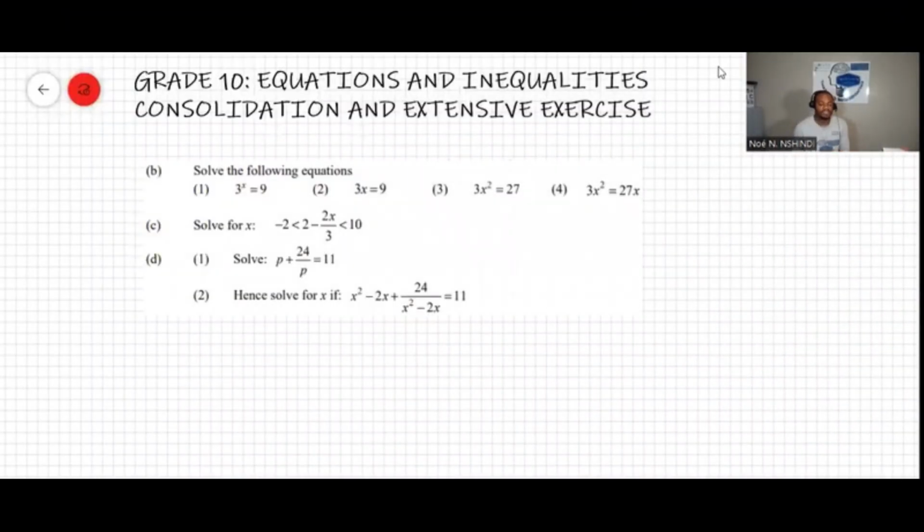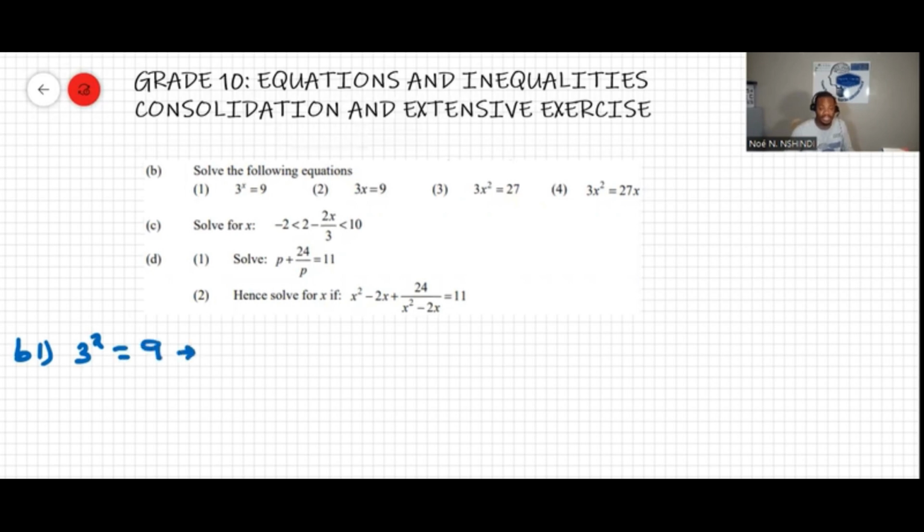Well, we have another question here that says, solve the following equations. Okay, let's start. We have question 1, B1: 3 to the power of x equal to 9.